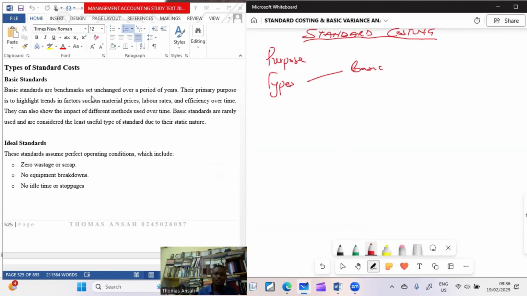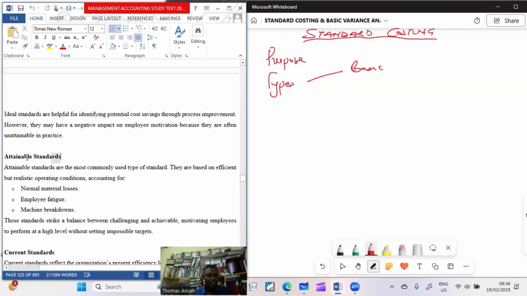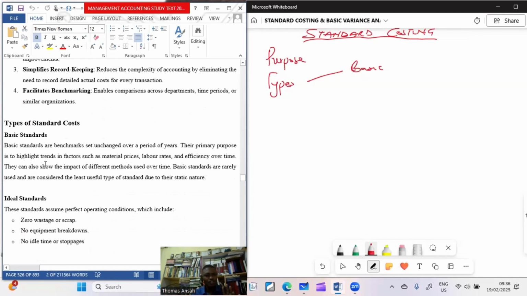It's unchanged. All right. So what you see is that the primary purpose of this is to highlight the trend in factors. So you see that now, this one, we say that it is the minimum thing everybody should be able to do. All right. Sometimes you may, so we have attainable standards. We have, so let me even start with this. This one is just the basic level everybody should have. All right. So that is that. It is the basic level.